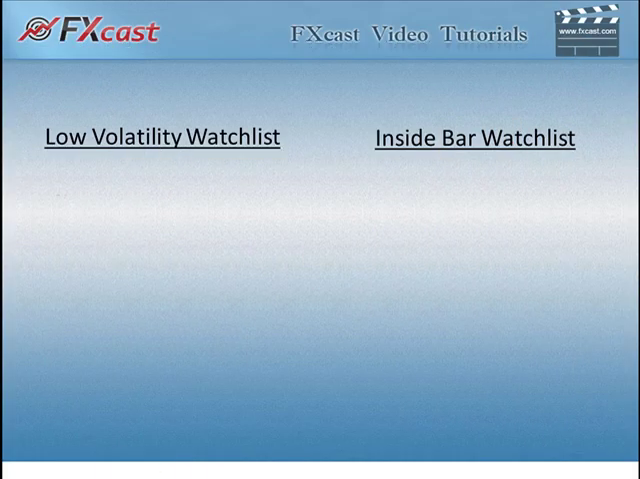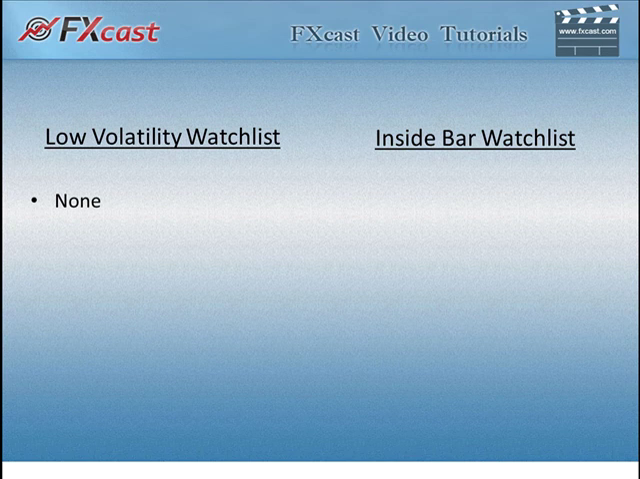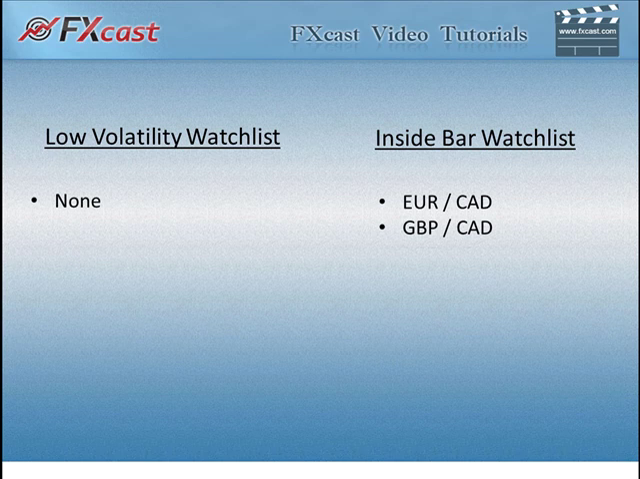At the time of taping, we don't have any currency pairs that qualify for our low volatility watch list. As we've been saying, as we move forward, we're going to get a Twitter account up, possibly even through the terminal in FXCast Pro. We're going to update you every hour on what that low volatility watch list is. Inside bar, we have three: the Euro Canadian, the Pound Canadian, and the New Zealand Yen.